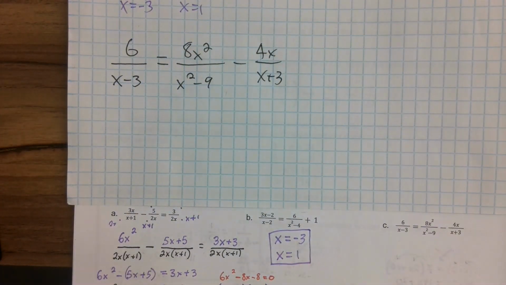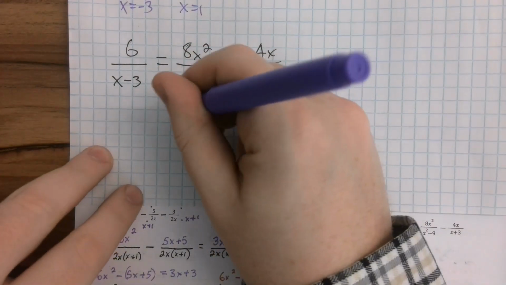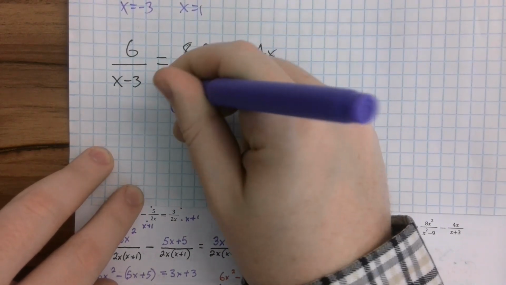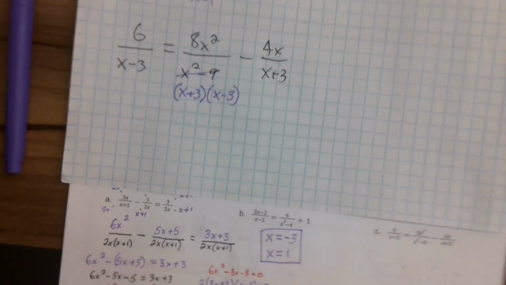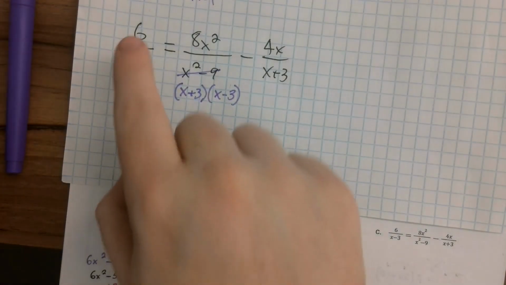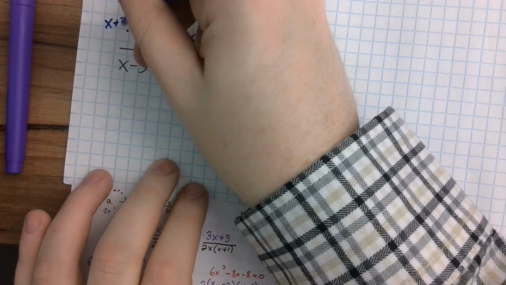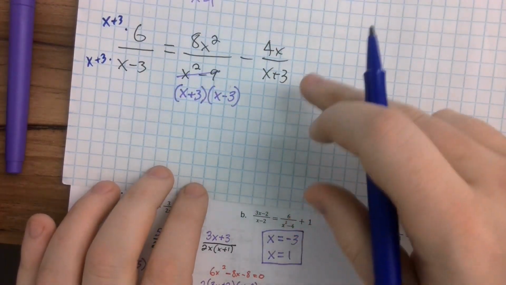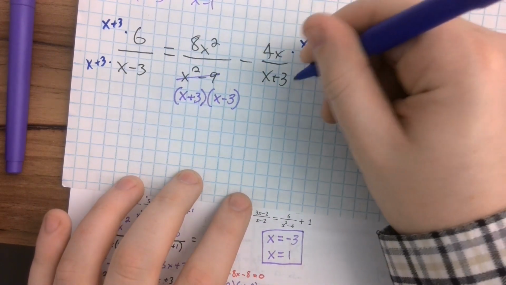We know that we can factor x squared minus 9 pretty quickly. X squared minus 9 is just x plus 3, x minus 3. It's a difference of squares. So we ask, what do the other terms need? Well, this one's missing an x plus 3, so I'm going to multiply my top and bottom by x plus 3. Then we have a missing x minus 3 in this one, so we would end up multiplying this by x minus 3 and this by x minus 3.